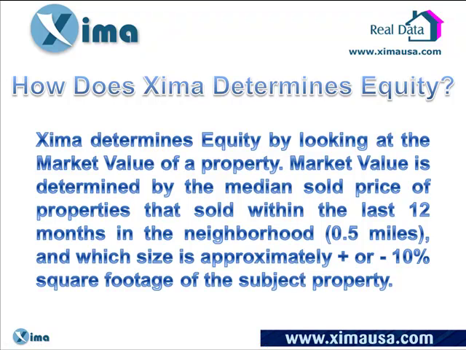Xima determines the equity by looking at the market value of a property. Now, the market value is determined by the median sold price of properties sold within the last 12 months in the neighborhood of the subject property. So we go half a mile radius around that property, and we look for the properties whose size is approximately plus minus 10% the square footage of the subject property. We gather all that information and we calculate the median sold price. That's how we achieve market value for a property.